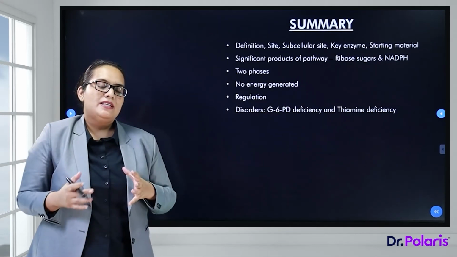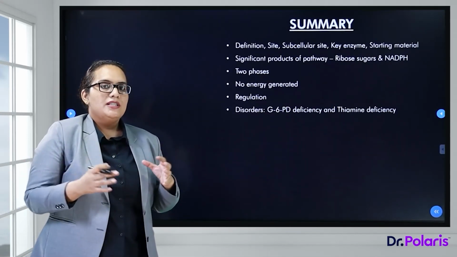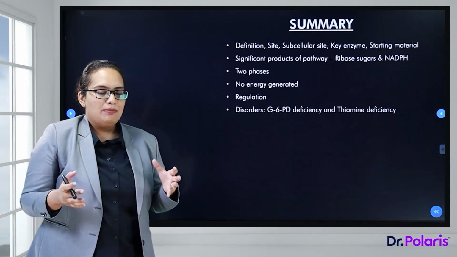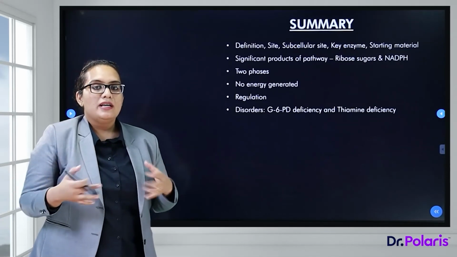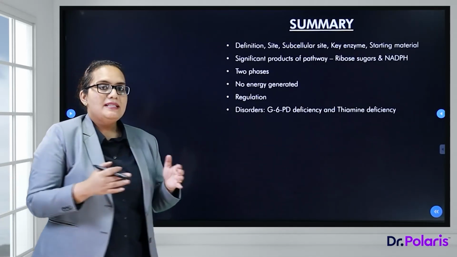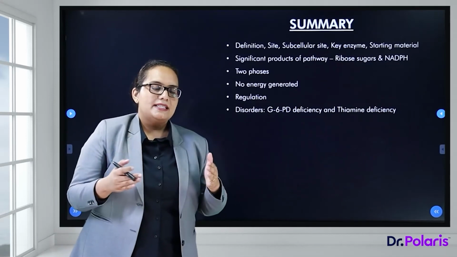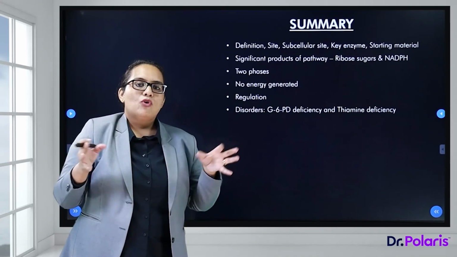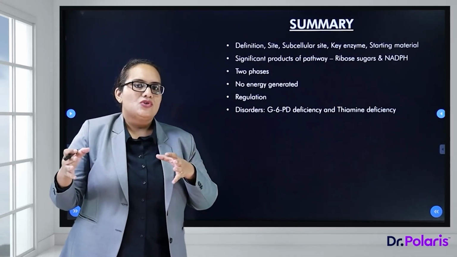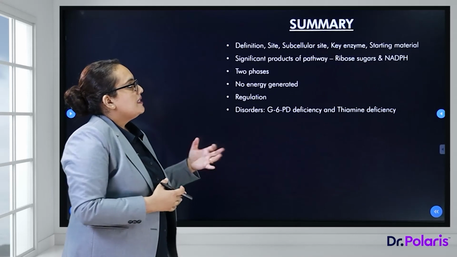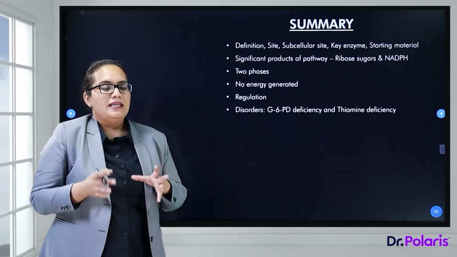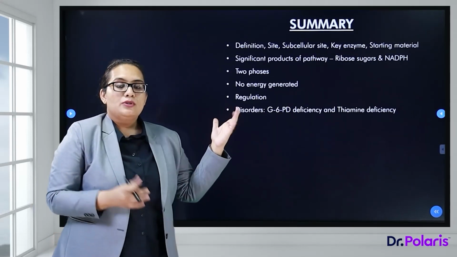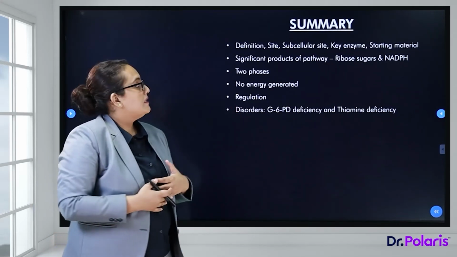Just to briefly summarize, the HMP pathway is mainly involved in the synthesis of NADPH as well as pentose sugar in the form of ribose 5-phosphate. The main sites are the liver, lactating mammary gland, adipose tissue, testes, etc., which are involved in the synthesis of fatty acid, cholesterol, and various other compounds. The subcellular site is the cytoplasm, and the key enzyme is glucose 6-phosphate dehydrogenase. The starting material could be either glucose or glucose 6-phosphate.